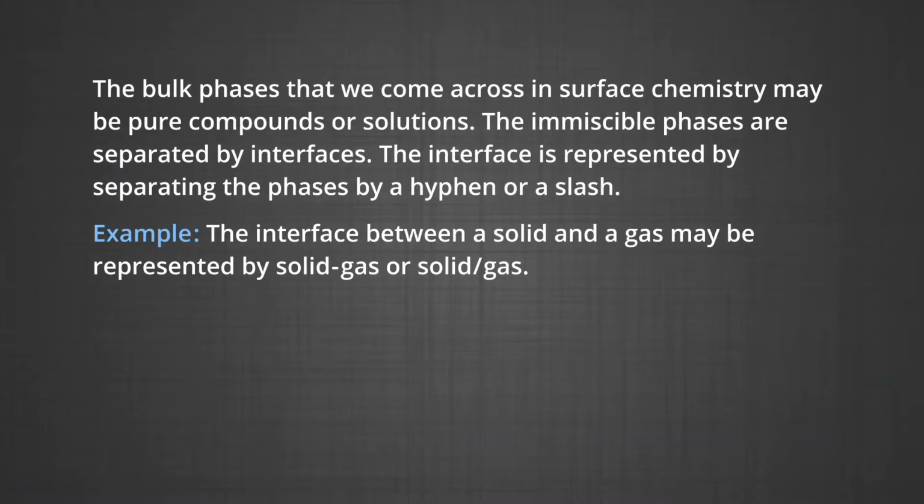The bulk phases that we come across in surface chemistry may be pure compounds or solutions. The immiscible phases are separated by interfaces. The interface separating the phases is represented by a hyphen or a slash. For example, the interface between a solid and a gas may be represented by solid-gas or solid/gas. Due to complete miscibility, there is no interface between gases.